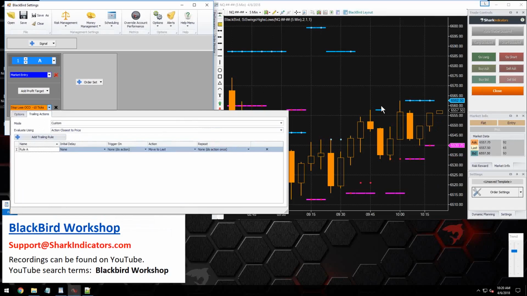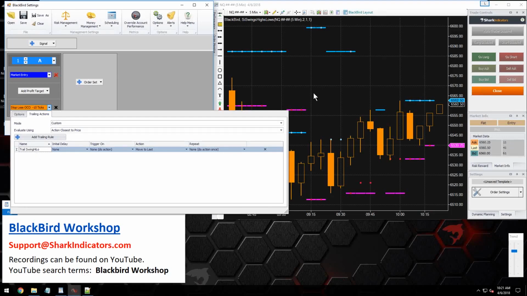So in our case, it's going to be the swing highs lows indicator. So let's see here. All right, so something like that. And depending on what you'd like, there's a couple of ways. Well, actually, let me start off by saying we need to set up some kind of requirement that must happen before the stop loss is moved to the swing indicator.